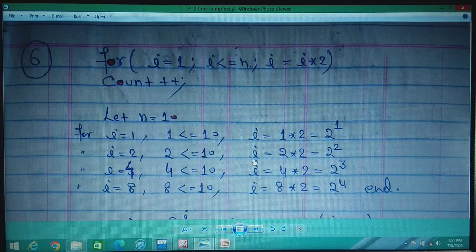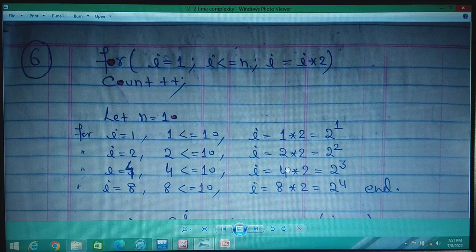Now i has changed, i is equal to 4. For i equal to 4, 4 is less than 10, because i is less than n. Again it will work. So i = i * 2, i was 4, so 4 into 2 is equal to 8. 8 means 2 to the power 3.